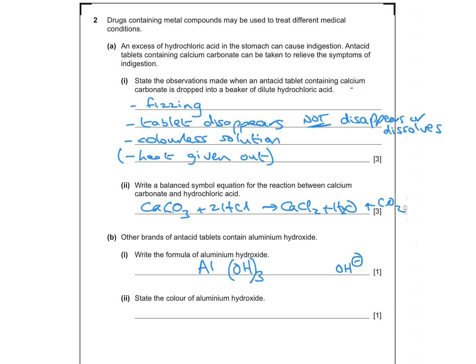The colour of aluminium hydroxide, now this here is a solid. We're told the antacid tablets contain aluminium hydroxide. It's going to be in solid form, and it's going to be white. I've said already that compounds of groups 1 and 2 are white solids, and the same also applies to the metals in group 3. They will also be white.